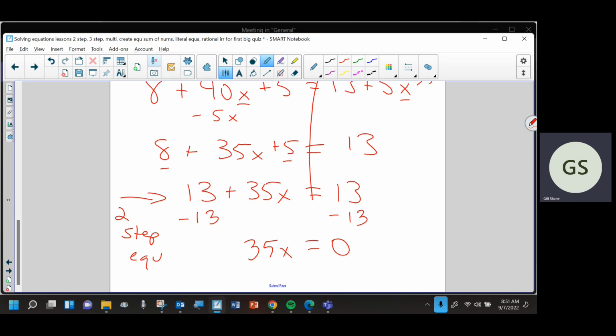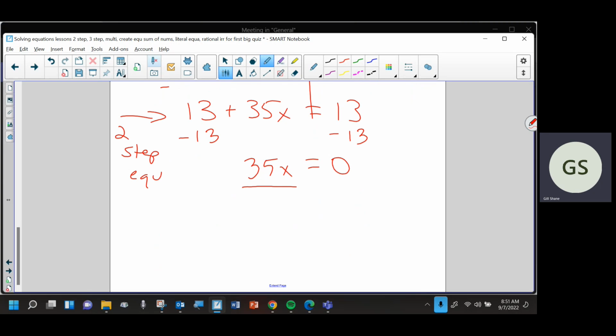So we have 35x equals 0. I know you guys freak out when we have a 0, but 0 is a number. We still have the variable, though. We didn't get rid of the variable this time. So what do I do to get the variable by itself? If I divide on one side, I have to divide on the other side. Just so happens 0 divided by 35 is still 0. So the final answer is x is 0.